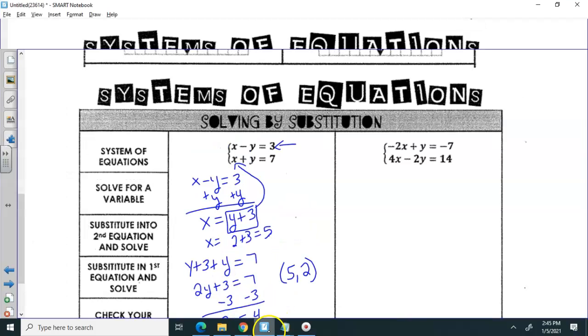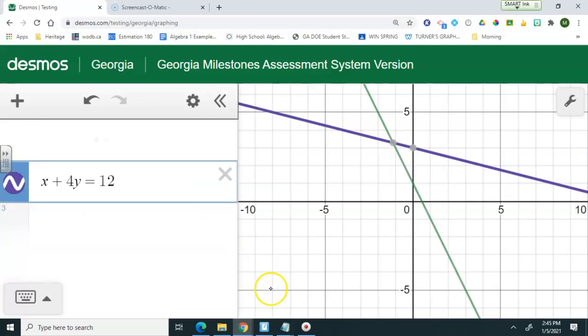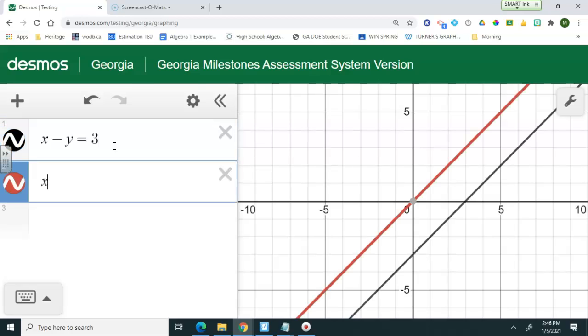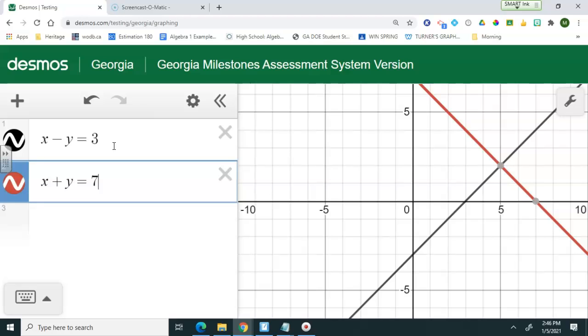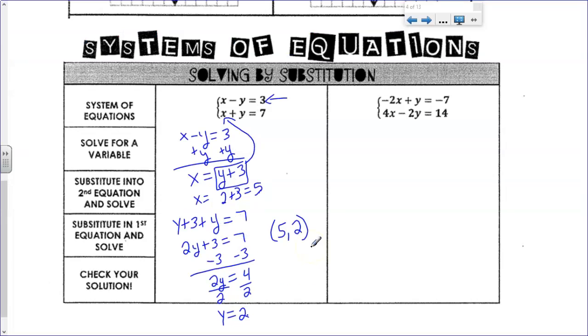Okay, so if we look at Desmos, let's clear these, and we put that function in here. I'm going to show you how to check it with Desmos, and then I'm going to show you how to check it using the equations. So we're going to do x minus y equals 3, and then x plus y equals 7. Okay, here's the answer, (5, 2). Remember, it's where the lines intersect. So there's our answer that we got, (5, 2).